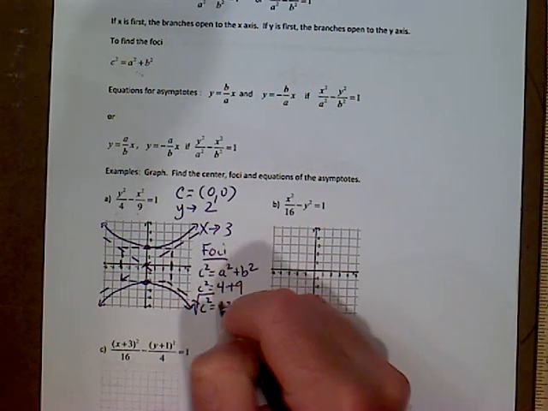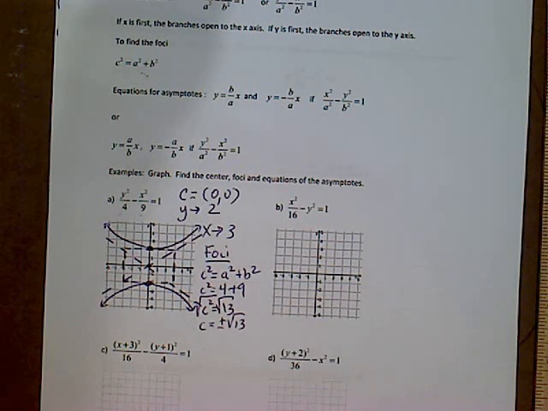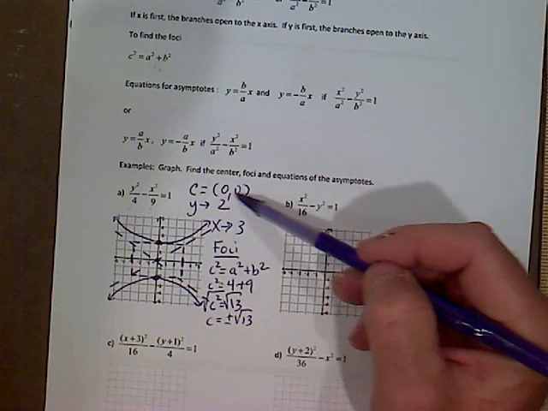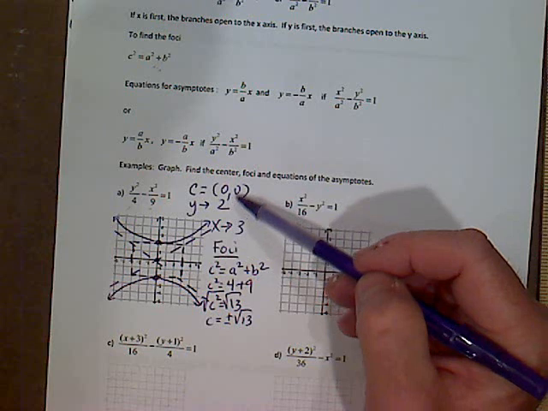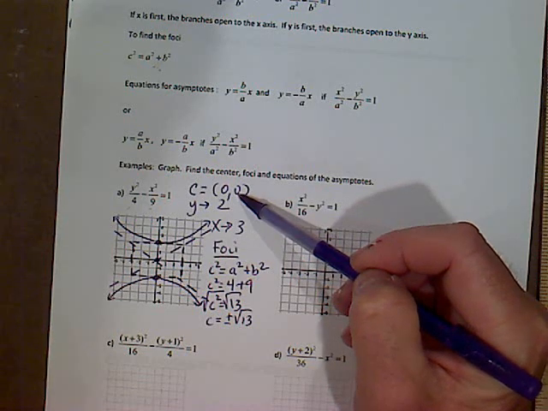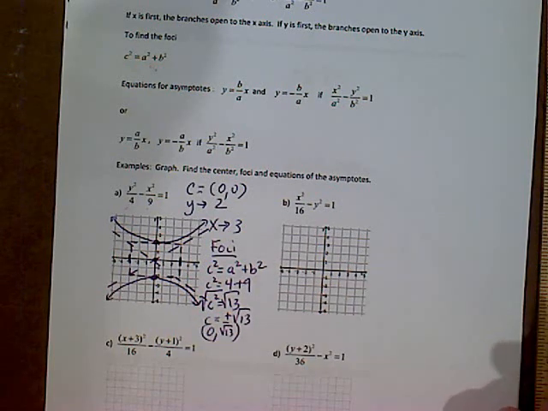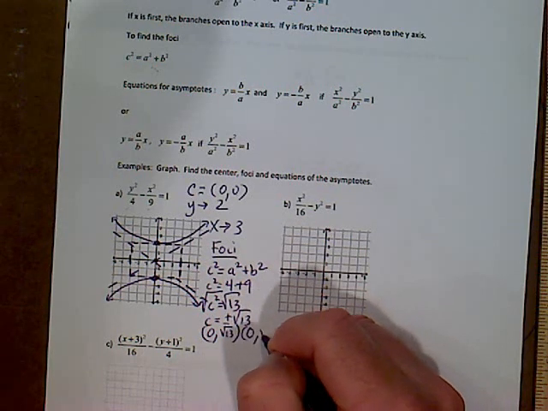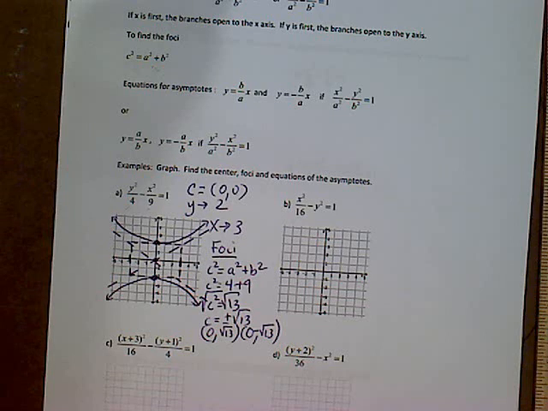You're going to square root each side, and c is going to equal plus or minus radical 13. Now that's going to get, just like for an ellipse, added and subtracted to the center. But if the branch is open with y, you're going to add and subtract to the y. So this is going to be 0, 0 plus the square root of 13. Well, that's still just square root of 13. And 0, 0 minus the square root of 13. That's going to make negative square root of 13.